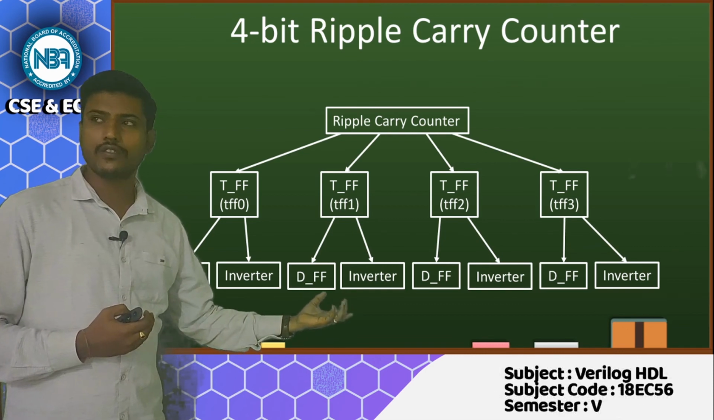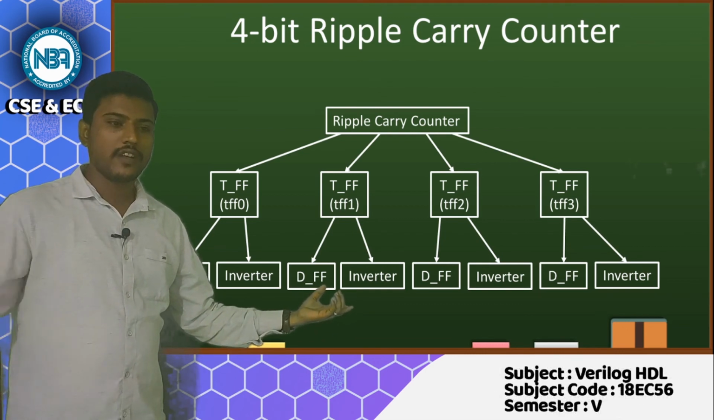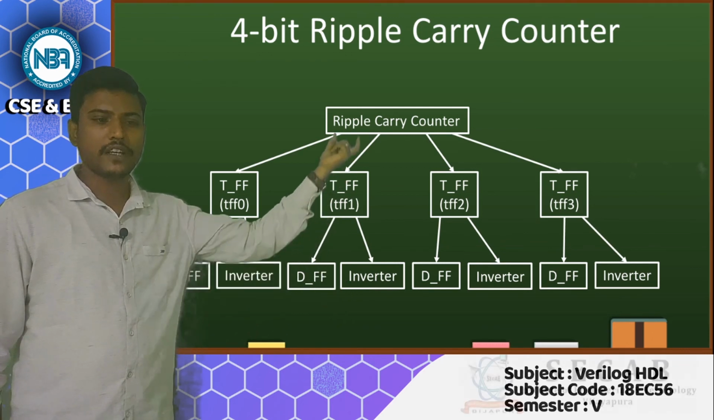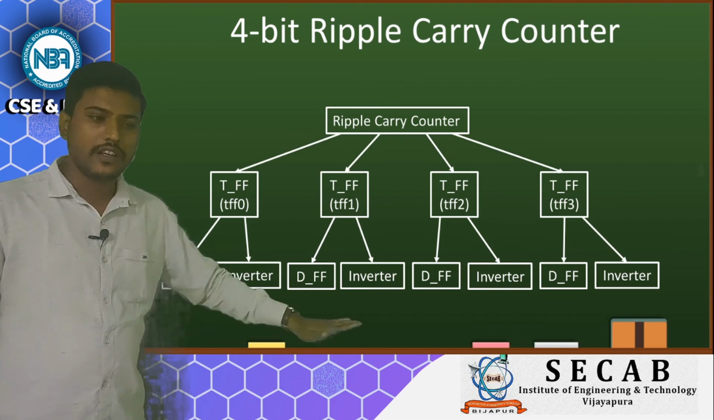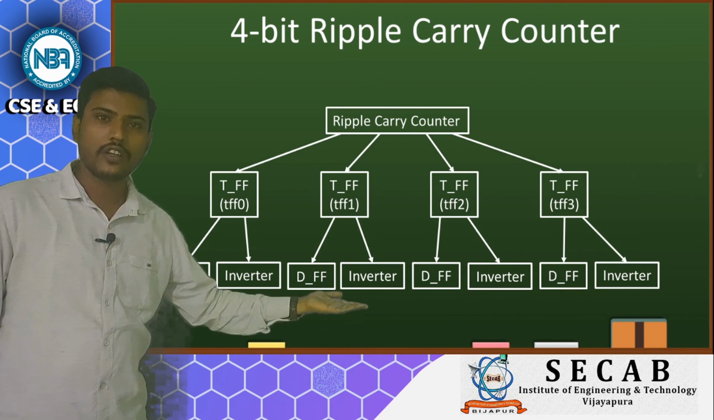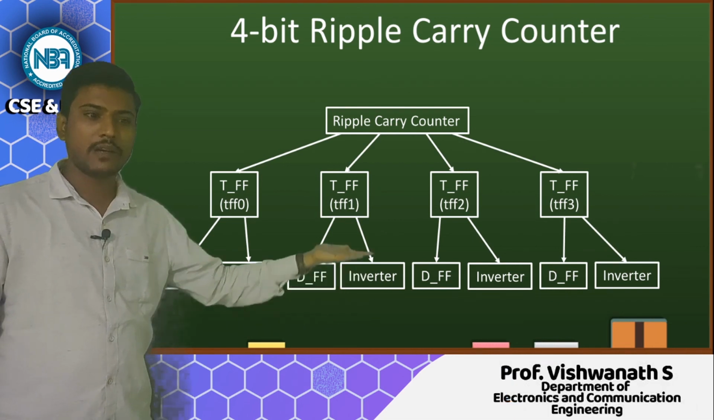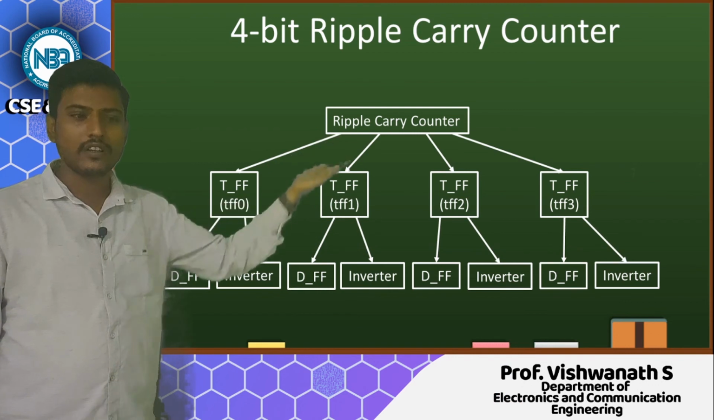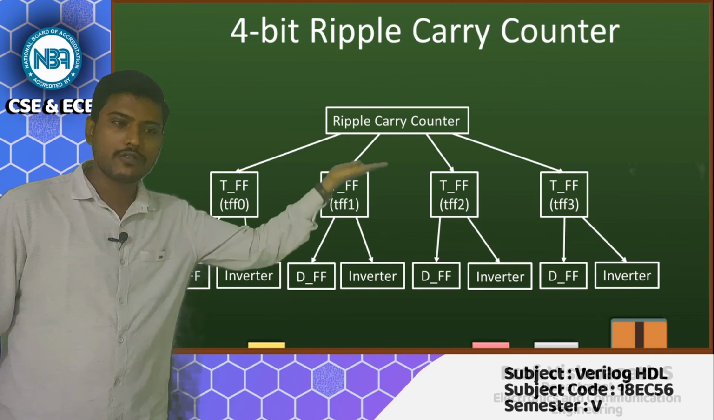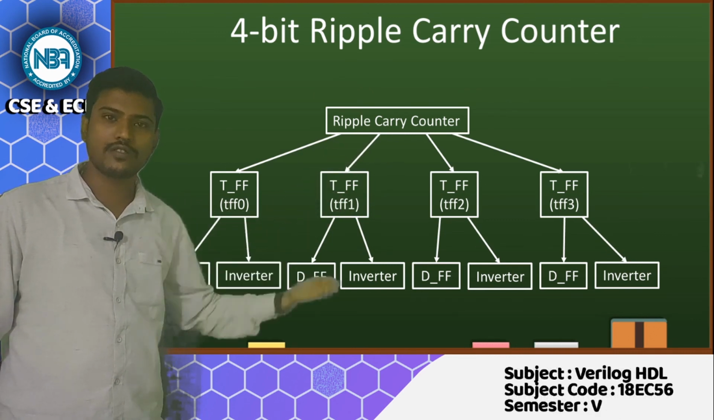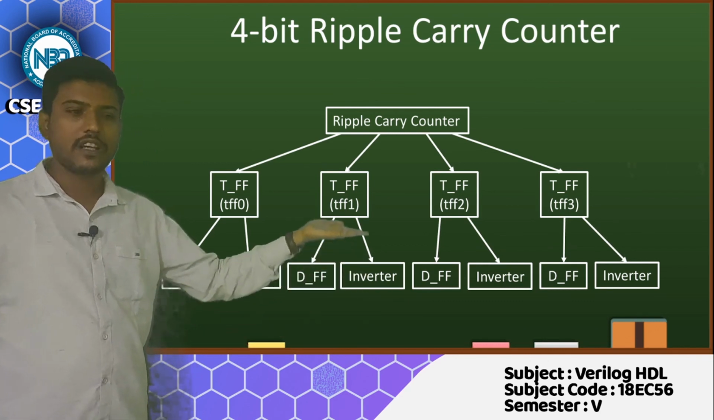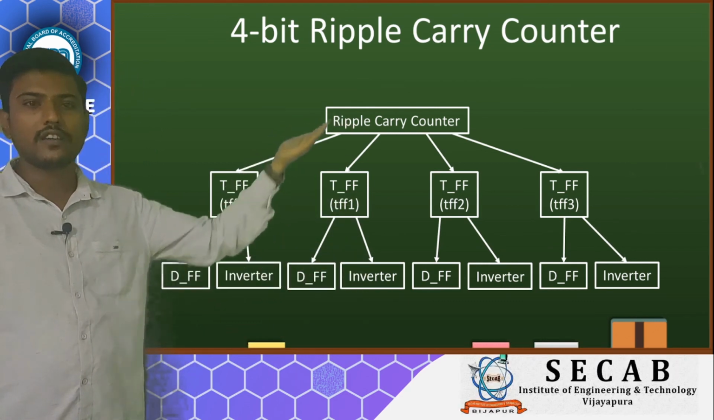Now, if I did not have this ripple carry counter, and I was having only the D flop and inverter, from the D flop and inverter I need to come up with the T flop, and from the T flop I need to come up with the ripple carry counter. Here the approach is, from the items I have, I achieve my ripple carry counter. So, from the bottom we are approaching our main module.